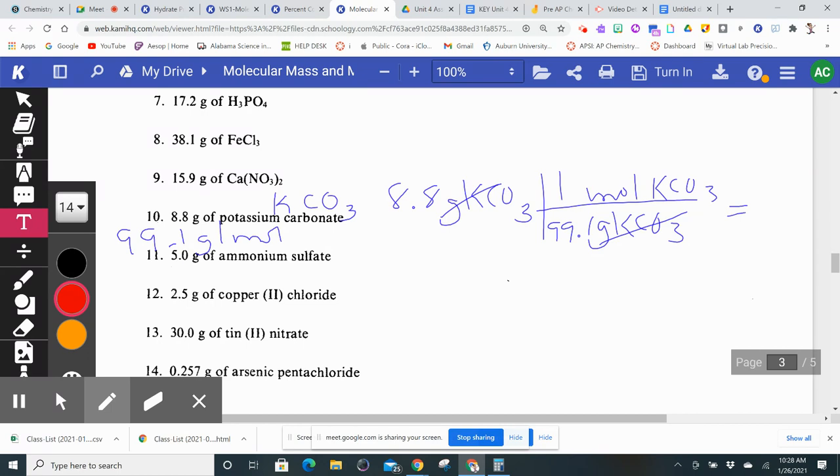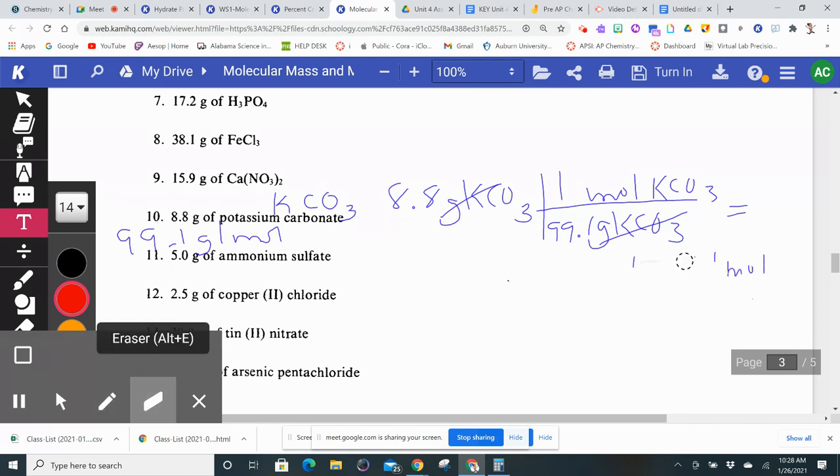That one's too hard to do in my head. I don't want to do that one. 11.261. 11.261 moles. No, that's not right. That can't be right. How do I know that can't be right? Because I got 8.8 and I'm dividing it by 99. So am I going to get an answer like 11? You should get a small decimal number, right? When you divide a big number into a little number, won't I get a small number for my answer? Yeah? So it should be decimal. So let's try that again. What did you get?